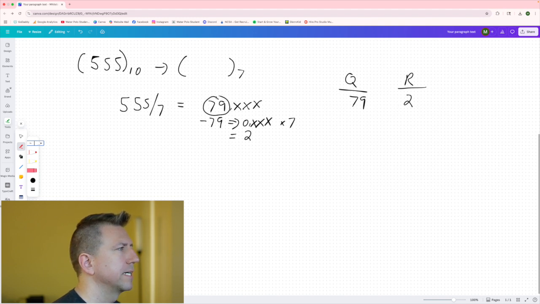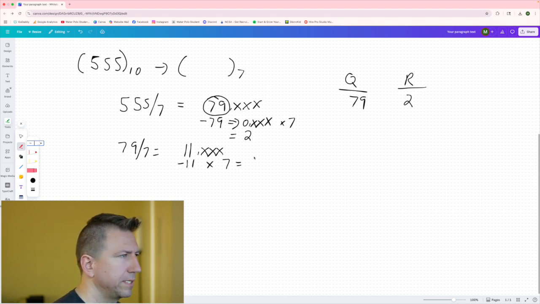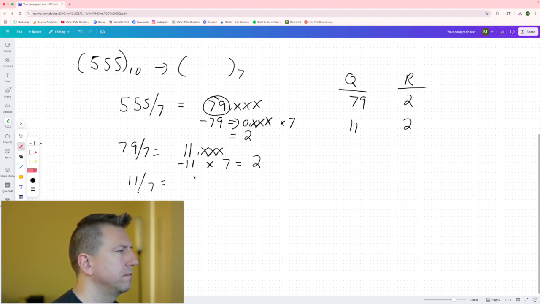Now I'm going to take that 79 and divide it by 7, and I get 11 with some decimal. Take away the 11, multiply that answer by 7, and in this case we also get the number 2. So we have 11, remainder 2. Then I'll take the 11 divided by 7, and we have a 1. If you take away the 1 and multiply the decimal by 7, you get the number 4. So we have 1, remainder 4.